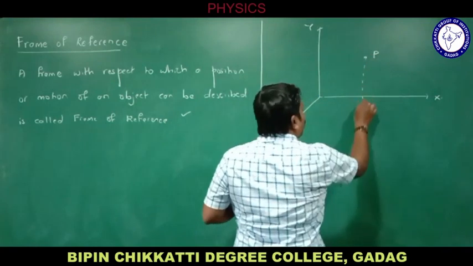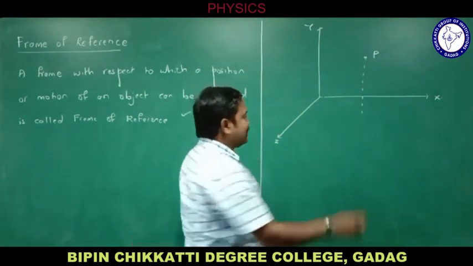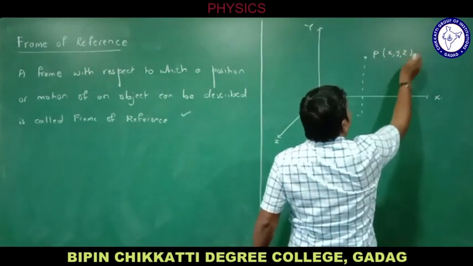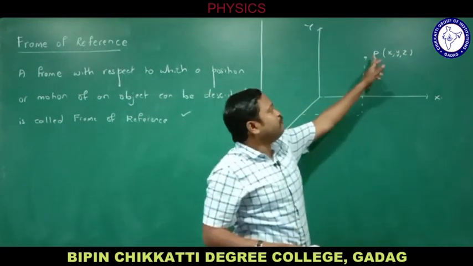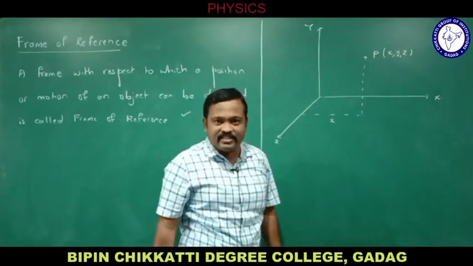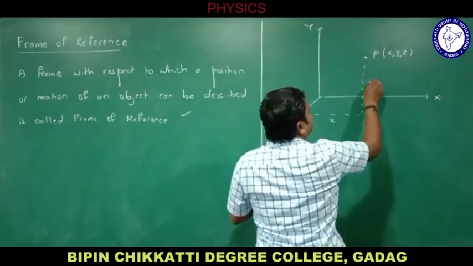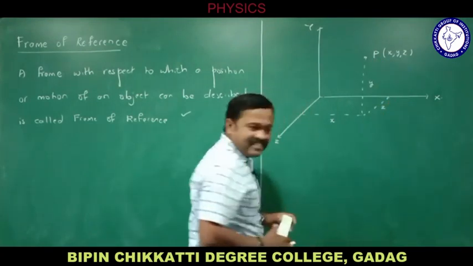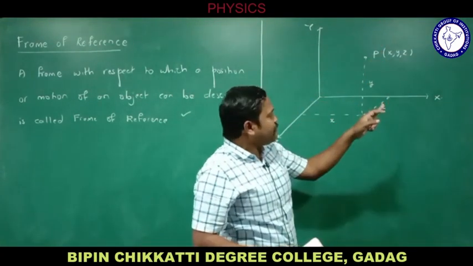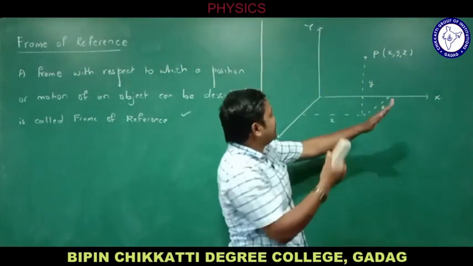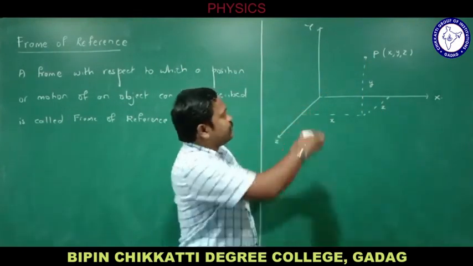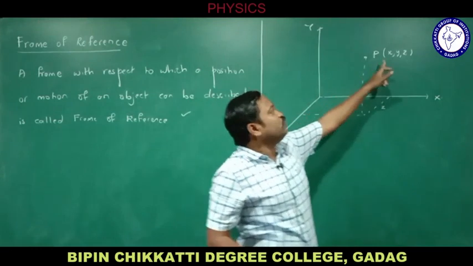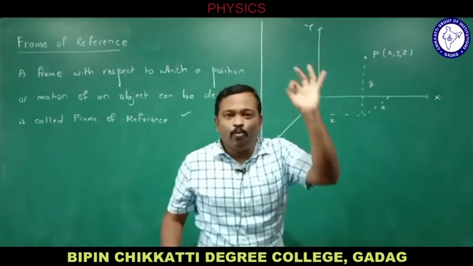First, we need to know its distance from the x-axis. There are three axes, x, y, z. What is the distance of P along the x-axis? That is this distance. What is the distance of P along the y-axis? This is the distance. What is the distance of P along the z-axis? This is the distance. This axis is perpendicular like this. So this is x, this is y, and this is z, and we represent it as x, y, z.